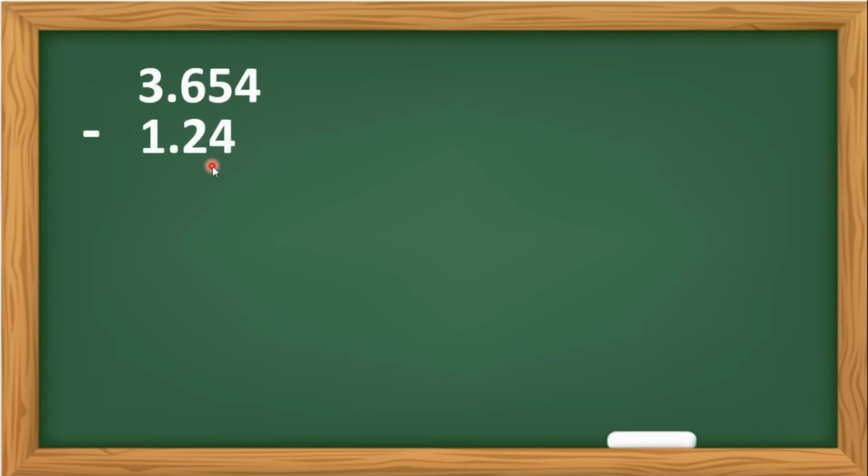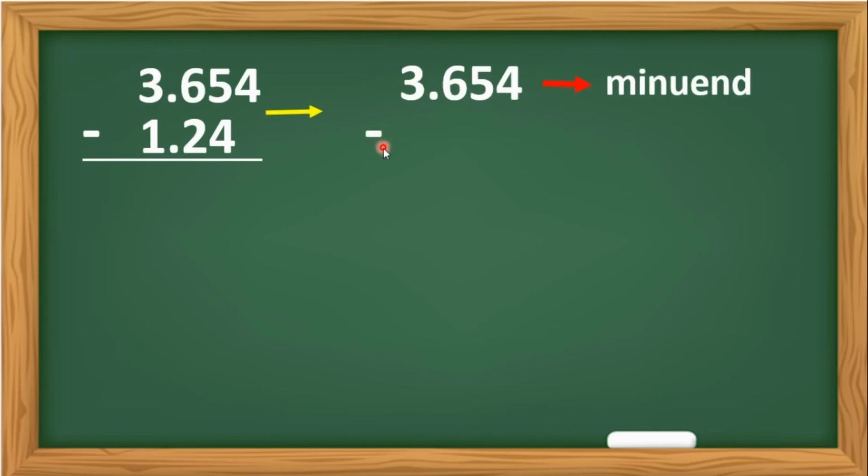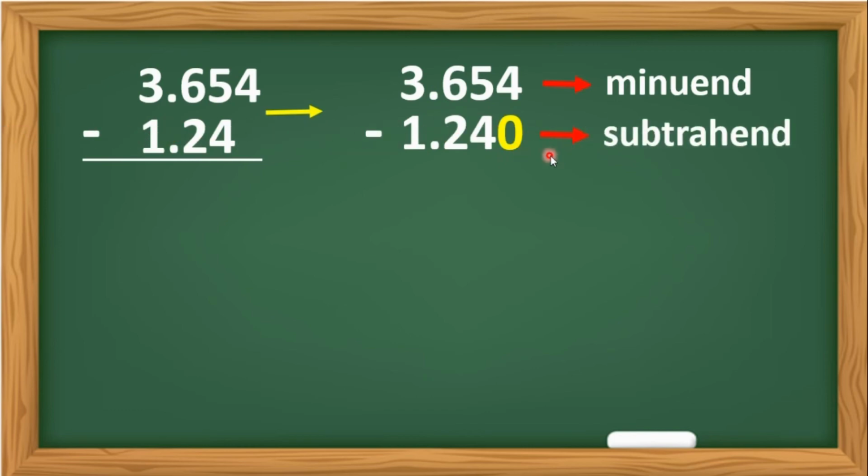Minus 1 and 24 hundredths. Did you notice that the subtrahend has only two digits in the decimal part, while the minuend has three digits in the decimal part? So what shall we do? We have to write the minuend, 3 and 654 thousandths. Next is minus, then write the subtrahend with 0 at the last digit. So 1 and 240 thousandths. We have to affix 0. So this is the subtrahend.